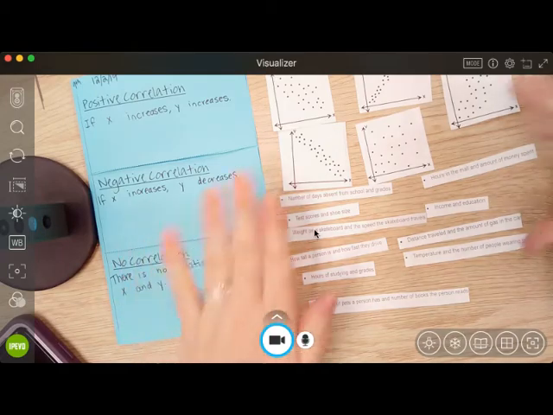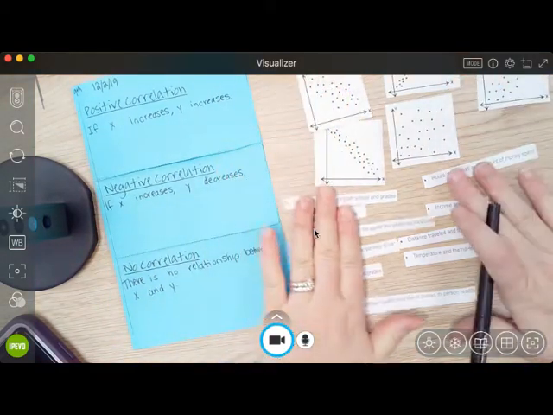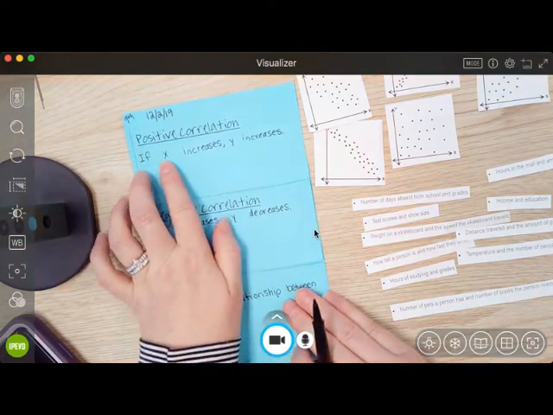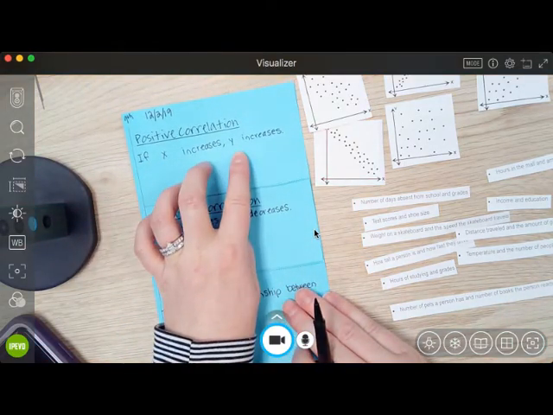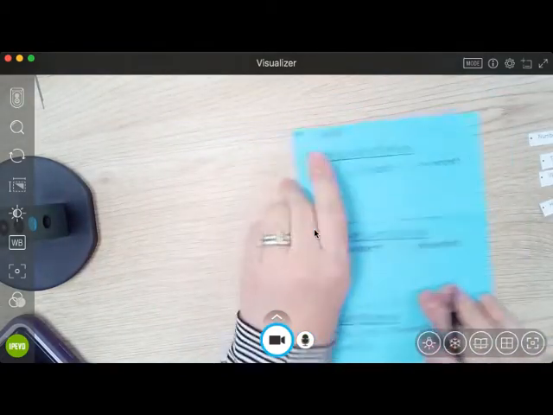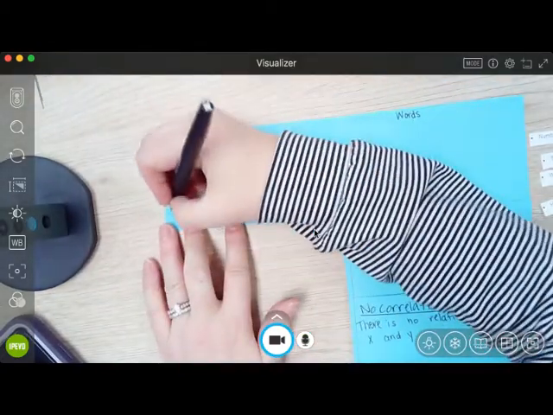Okay, so we have all of these graphs and words to decide where they go. Positive correlation, negative correlation, no correlation. So with positive, as x increases, y increases. So we are going to move these over, and we are going to look at the graphs. So this is for positive.